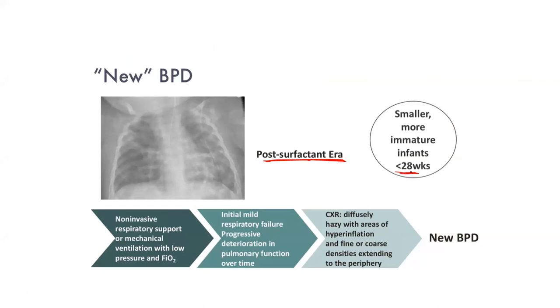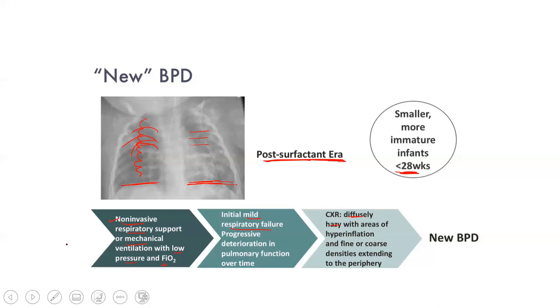Usually these are tiny, smaller babies, less than 28 weeks. We are talking about even way less than 28 weeks, usually 23, 24, 25 weeks. The majority of cases of chronic lung disease that we see are usually less than 25 weeks corrected. And instead of mechanical ventilation, the baby might be on non-invasive support or mechanical ventilation with low pressure and FiO2. Usually they have milder respiratory failure. In the X-ray, you can see the view is hazy with hyperexpansion. How do we know it's hyperexpansion? Flat diaphragm. Hyperexpansion means more than 10 ribs when you count the ribs. The diaphragm becomes flat instead of dome-shaped. That indicates hyperexpansion, and that's typical of the new bronchopulmonary dysplasia X-ray.